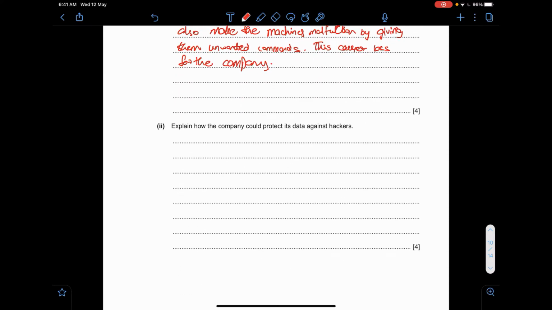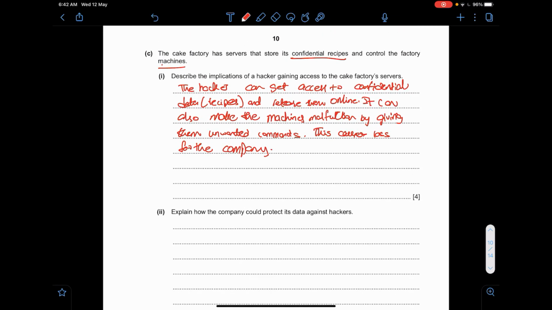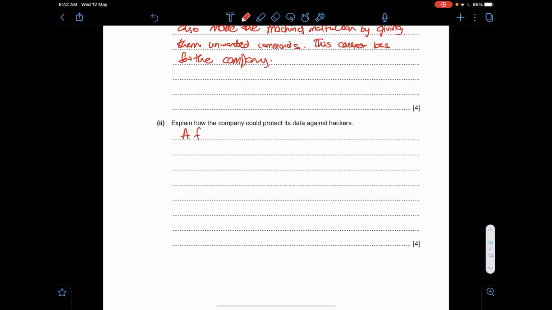Okay, so explain how the company could protect its data against hackers. First of all, the biggest implication was that the hacker will get access to the confidential recipes on the server. So a firewall should be used, which can be set up to block incoming signals that do not meet a certain requirement. Okay, so that is the first step.